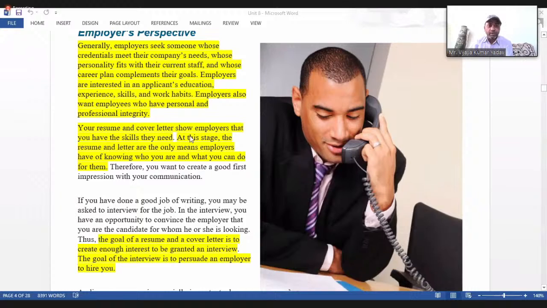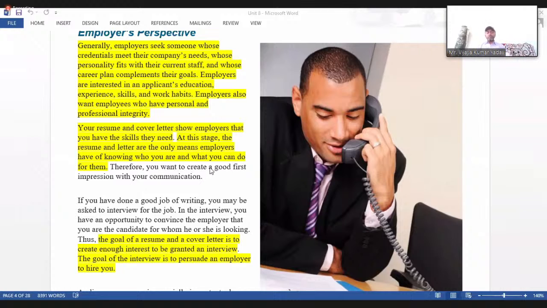Your resume and cover letter show employers that you have the skills they need. Whatever resume you write, whatever job application you prepare, you mention the skills, and employers find the skills that they need from your application and resume. If the skills are suited to what the employers require, then you will be selected. If not, then you will not be selected. At this stage, the resume and letters are the only means employers have of knowing who you are and what you can do for them.